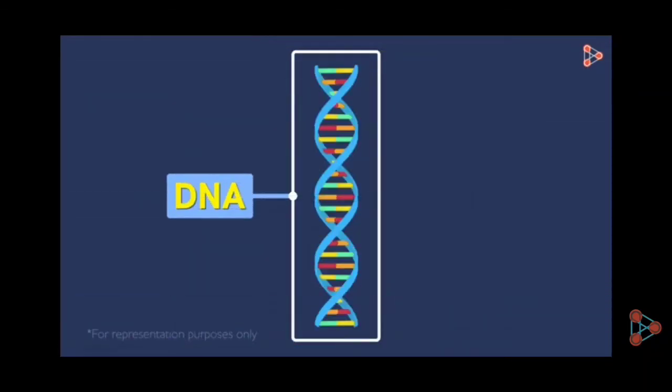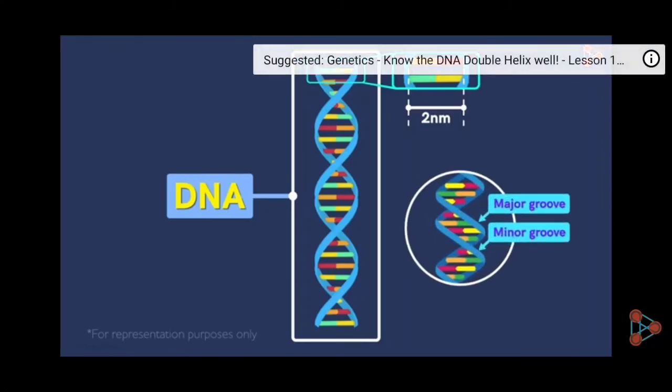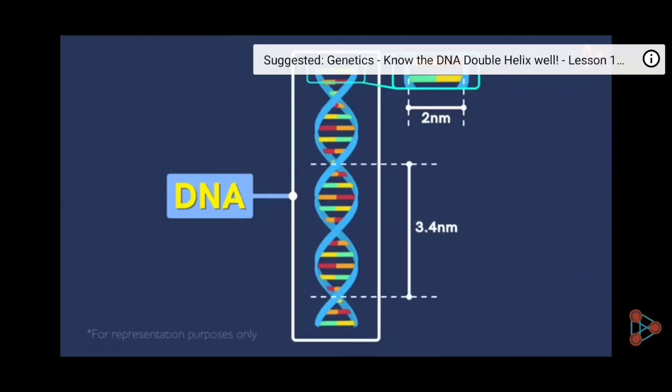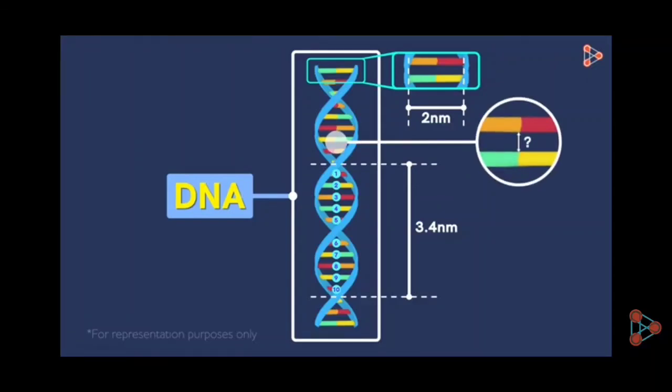The dimensions of DNA are very simple and easy to remember. The diameter of the double helix is around 2 nanometers. The double helical strand has one major and one minor groove that makes up one turn. The length of one turn is around 3.4 nanometers. And there are around 10 base pairs in one turn. Now, can you help me with the distance between the 2 adjacent base pairs? It's simple. The distance is 0.34 nanometers. It's simply 3.4 divided by 10.